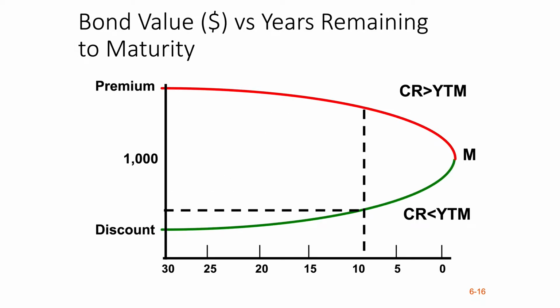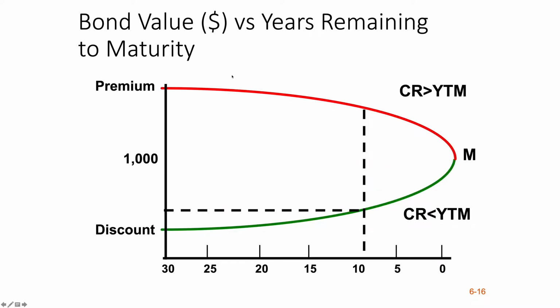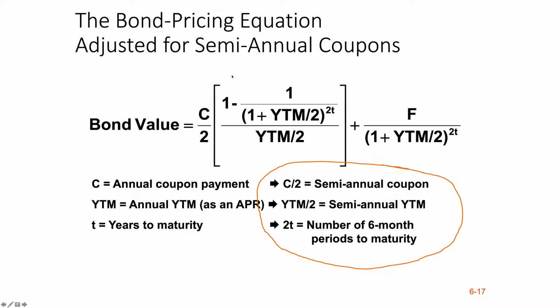When you do semi-annual, the majority of bonds are semi-annual payment, so you need to adjust your calculation. For example, the coupon is cut in half. The coupon payment is the semi-annual coupon payment. First, you calculate the annual coupon, then you divide by 2. Then yield to maturity is also divided by 2. You get a semi-annual rate. But the number of 6-month periods, you need to times 2. You need to double the N value because you are talking about 6 months.